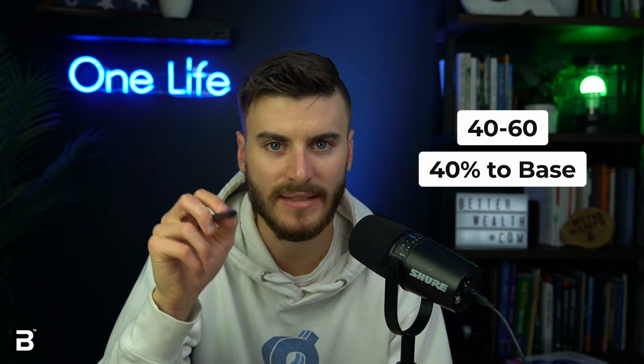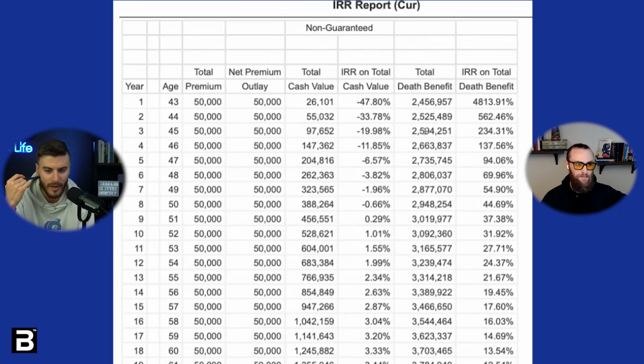Cool. Let's go to the 40-60. The 40-60 is where 40% is going to base, 60% is going to some type of flexible PUA rider, which I know every company is a little different. So we're going to do our best, in every company that we compare, to do as similar as we can, from a standpoint of everyone thinks a little different here in 2024.